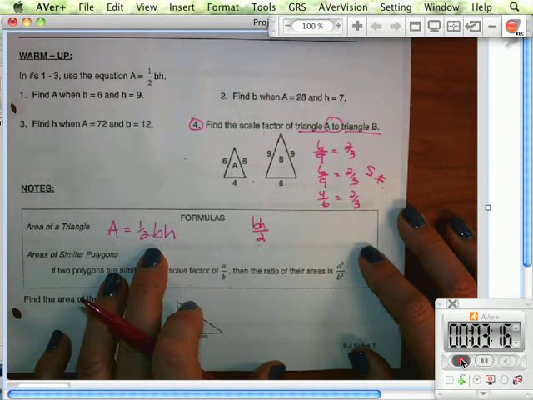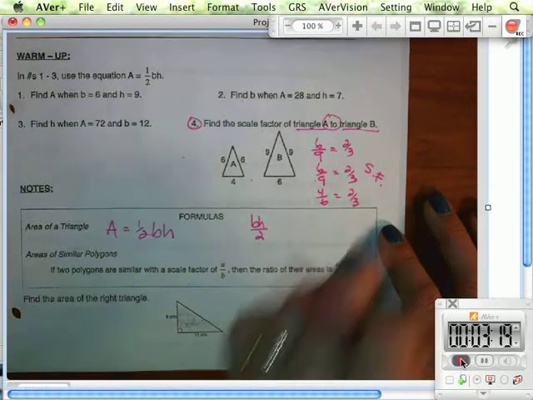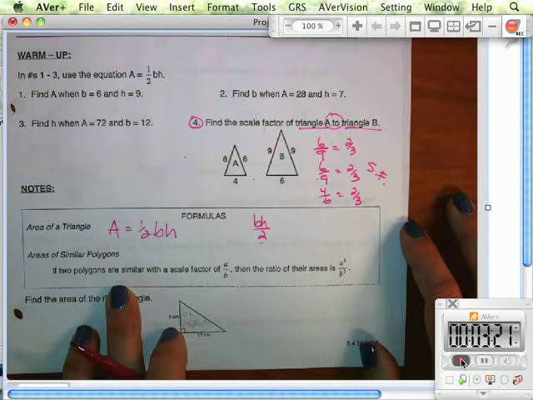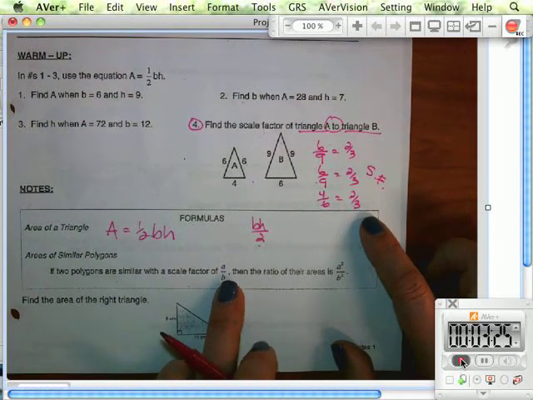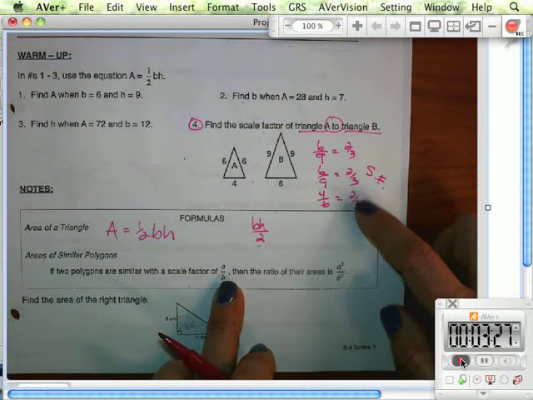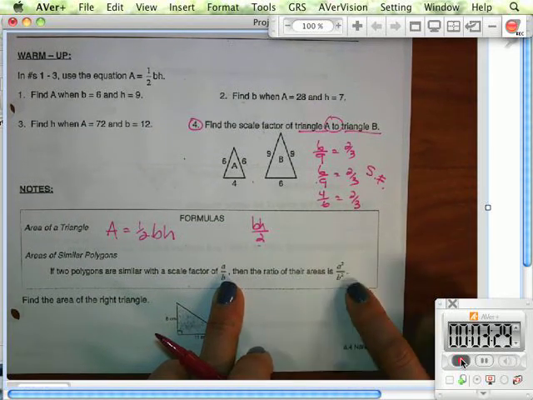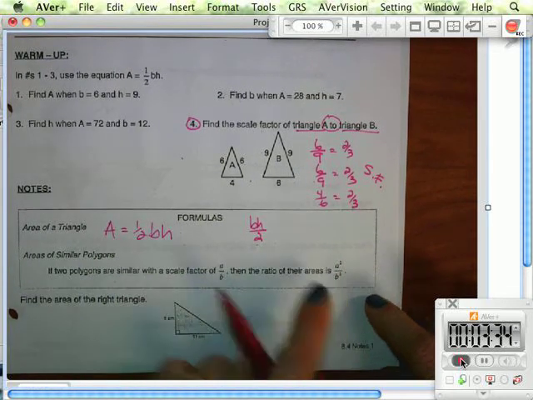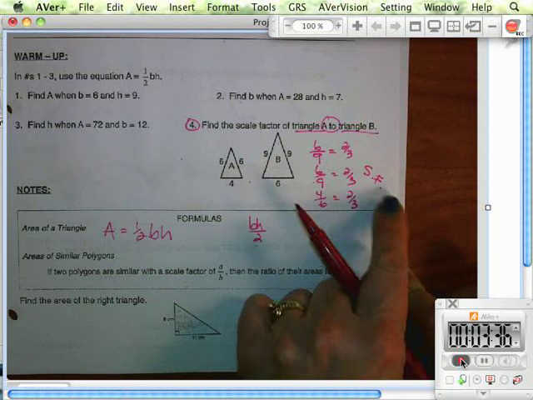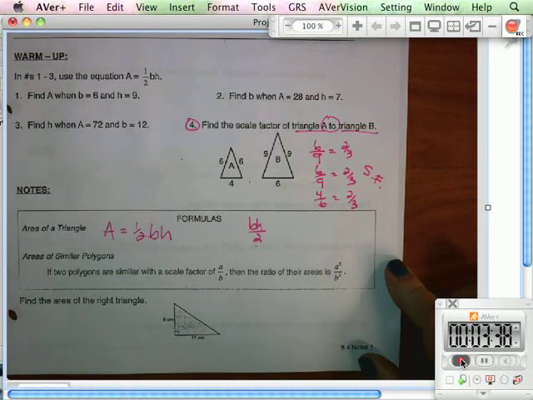Okay. All right, and then the other thing we're going to look at is this little theorem here. It says if two polygons are similar with a scale factor of A over B, like for example here, 2 over 3, then the ratio of their areas would be A squared over B squared. So the ratio of these two areas would be 4 over 9. I squared them. So that's what that's saying.